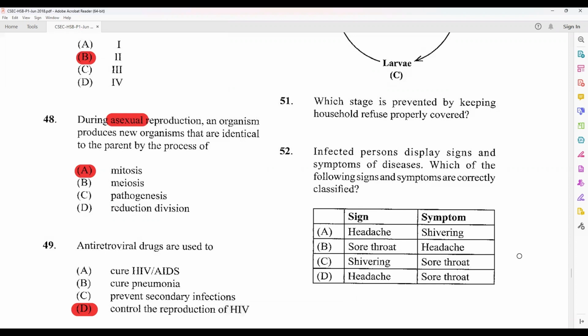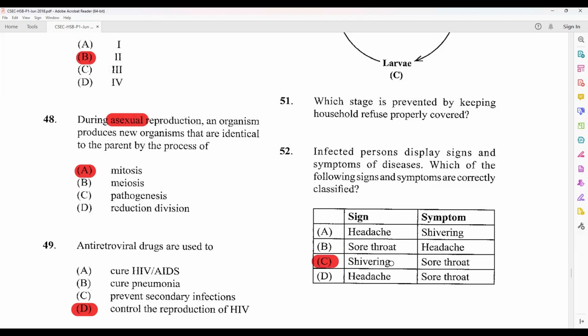Sore throat. Headache is a symptom, but can the other person experience or see you having a sore throat? No, they cannot. So it means sore throat is a symptom. Shivering. Can I see you shivering? Yes, I can. So the answer is C.